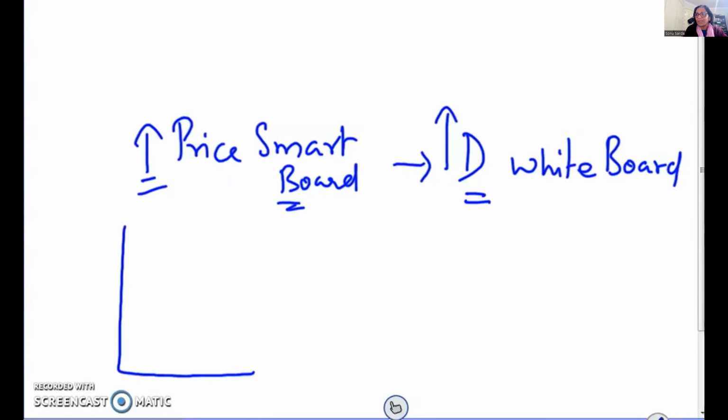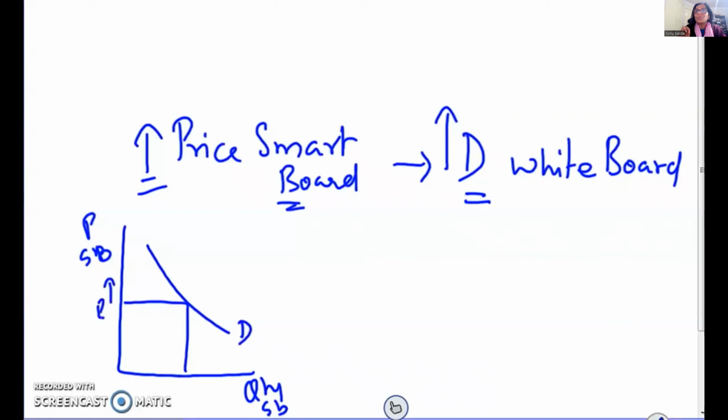If you remember the plus sign, now if you look at the price of smartboards, one thing you have to remember is that on the y-axis, if it is the price of smartboards, then on the quantity axis also, it has to be smartboards. But if the question is asking you to find the effect on the demand of whiteboards, then you label both the axes for whiteboards.